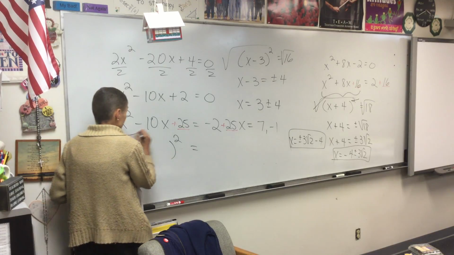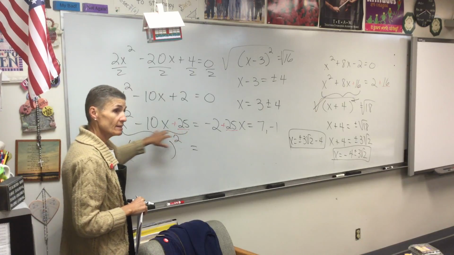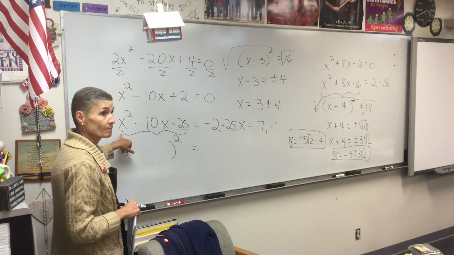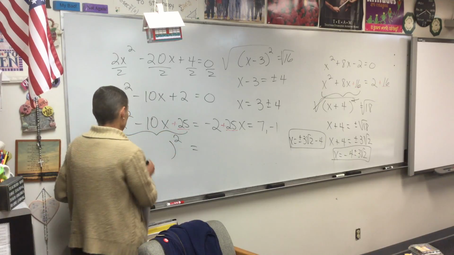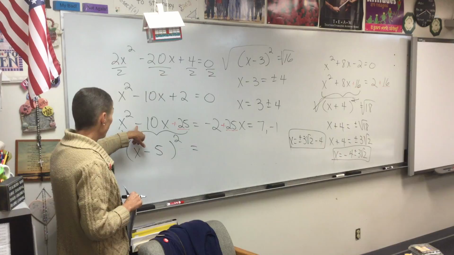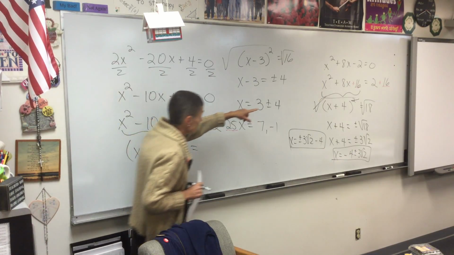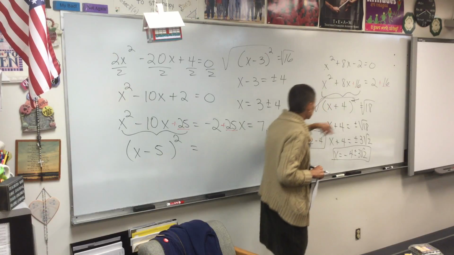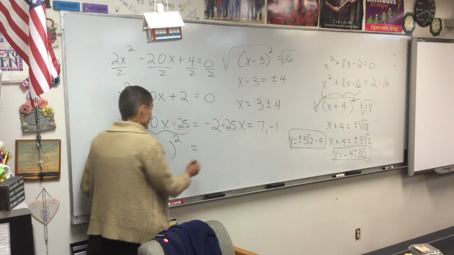Now, this is a square. Julie, do you know what square that is? Well, it's x minus 5. Always x, always whatever that is. So that's a minus this time. Before it was a plus, so we used a plus. And then, yes, 5 squared equals 23.